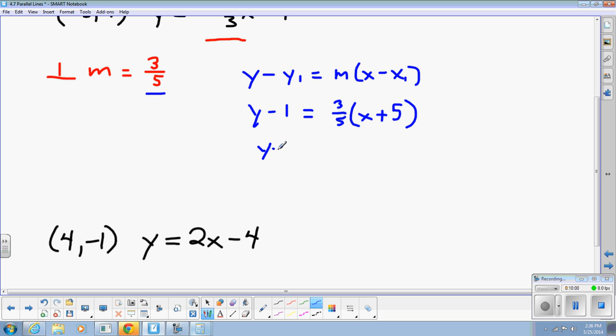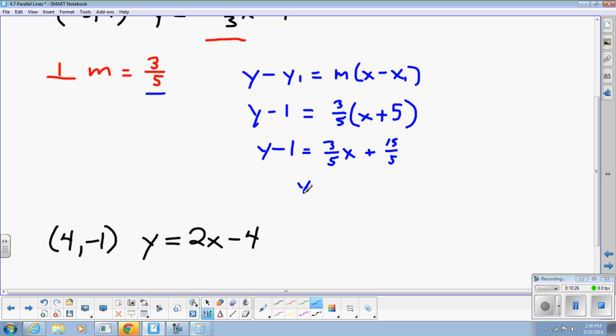Y minus 1, I'm just going to copy that. I'm not working with that. And I write 3/5 x. And now, remember, fraction times the number back here. Top number times that. 3 times 5 is 15. So I have 15 over 5. Keep the denominator. Can I simplify 15 over 5? Yes, I can. That's a 3.